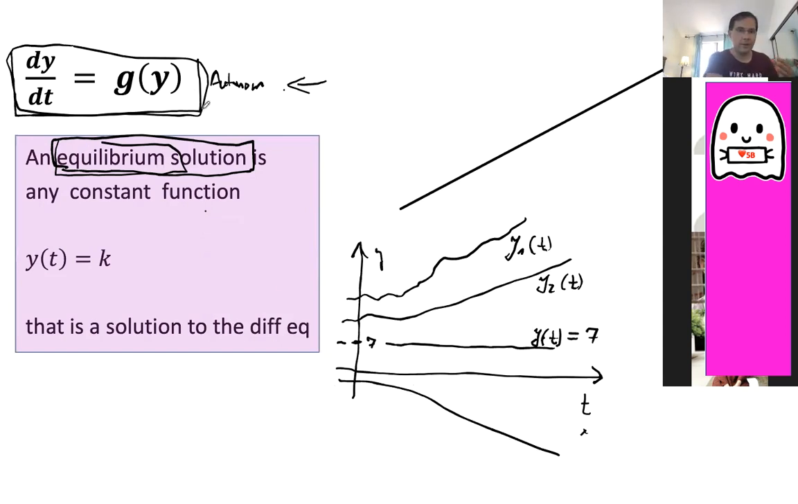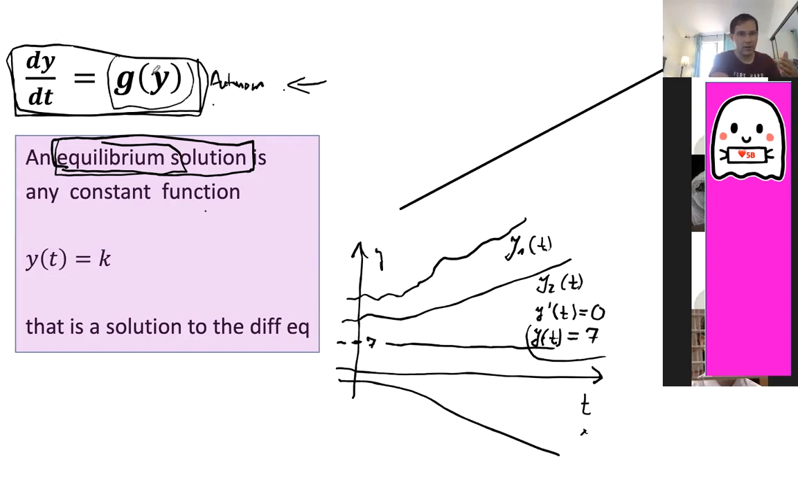given an autonomous differential equation, how do we find all equilibrium solutions? Notice one thing: even if you take this constant function 7 and compute its derivative, the derivative is going to be 0. So we'll look at the right-hand side of this equation and set g of y equal to 0. Then all the functions that satisfy this equation are exactly the equilibrium solutions, i.e. the constant solutions to this differential equation.